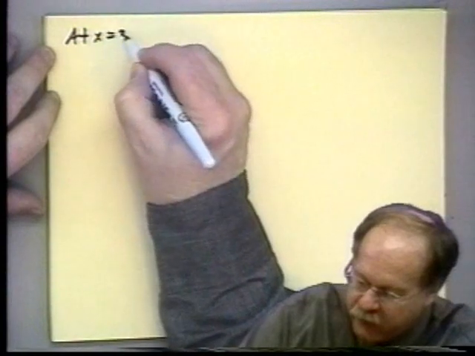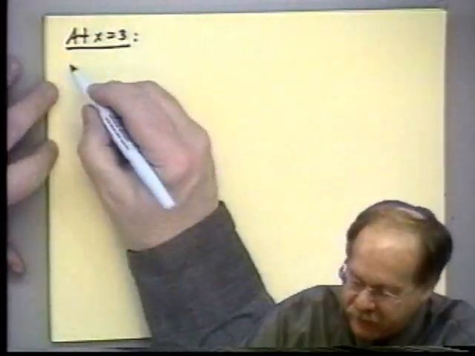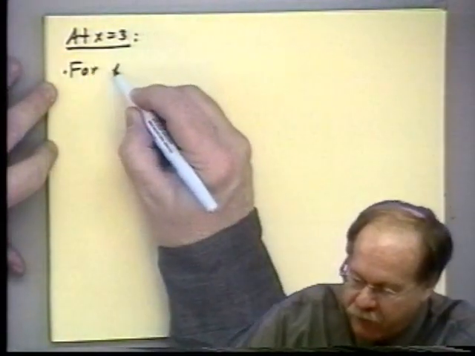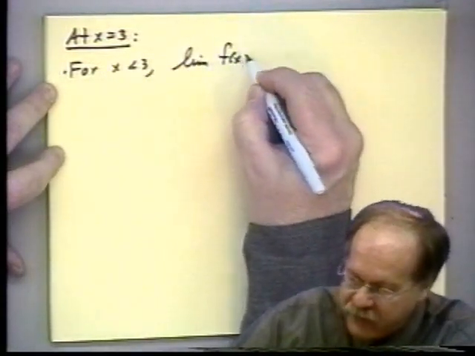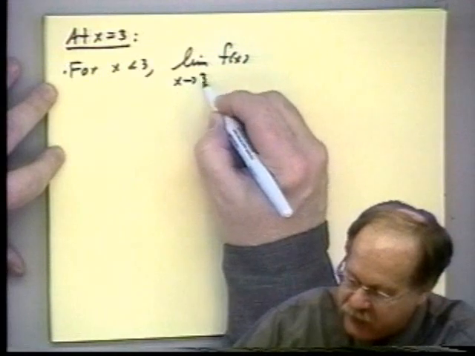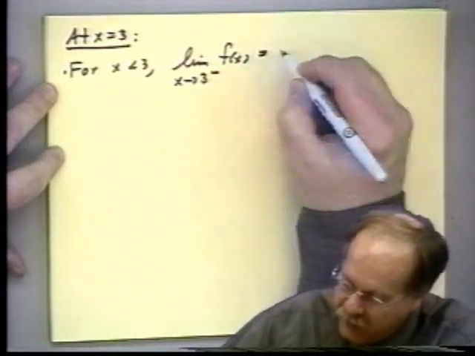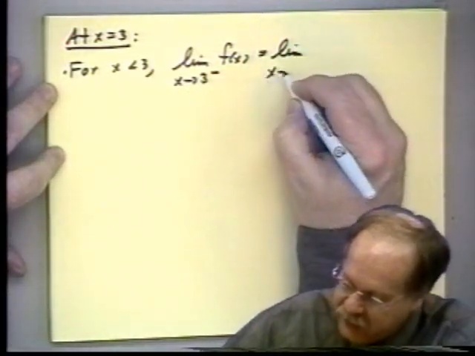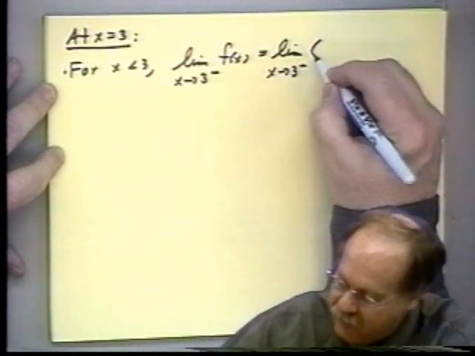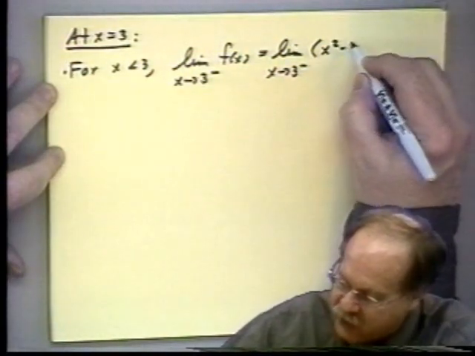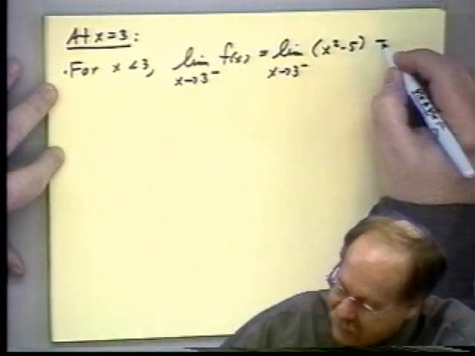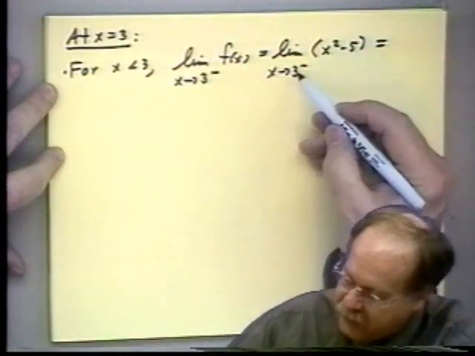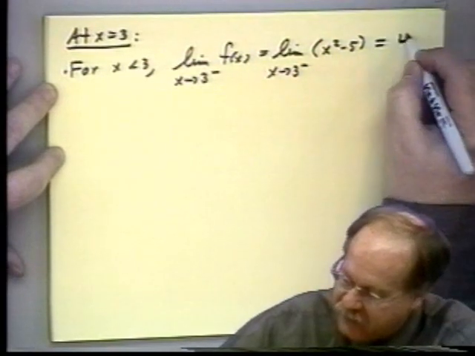At x equal 3, we perform a similar set of calculations. For x less than 3, we'll have the limit of this function as x approaches 3 from below. That will be the limit as x approaches 3 from below of, if you remember, the function is x squared minus 5 for x less than 3. And again, because this is just a polynomial, we can put the 3 in here. 9 minus 5 gives us 4.